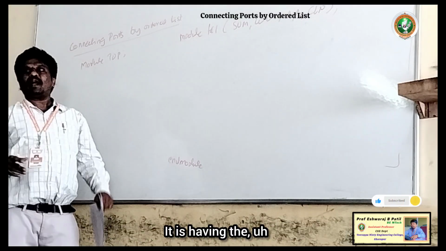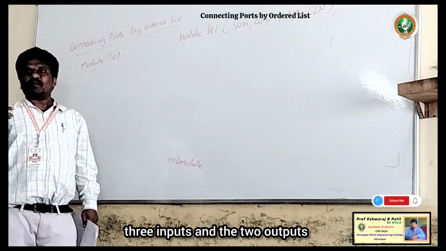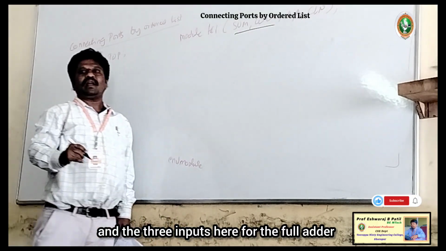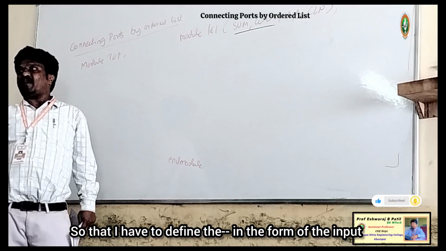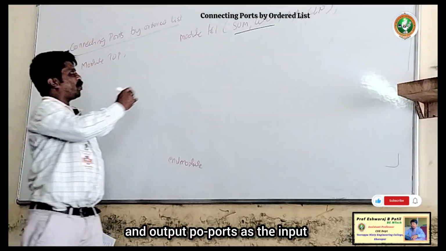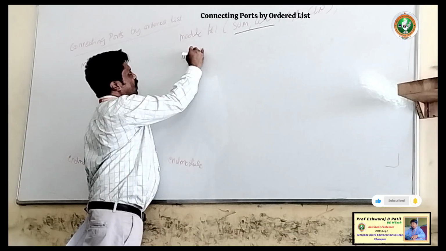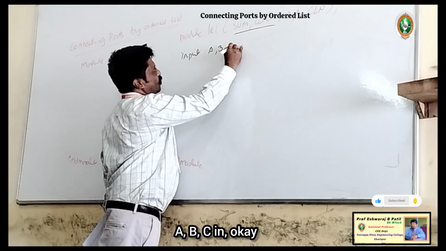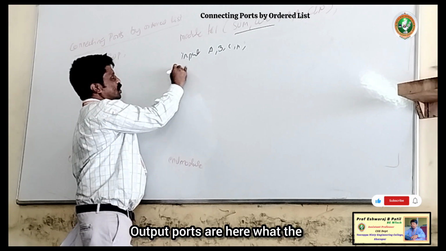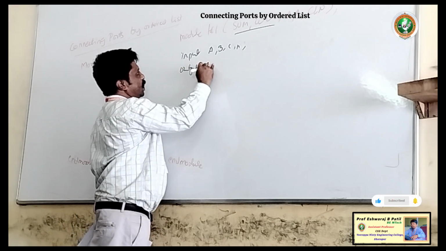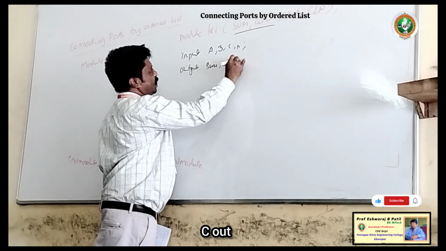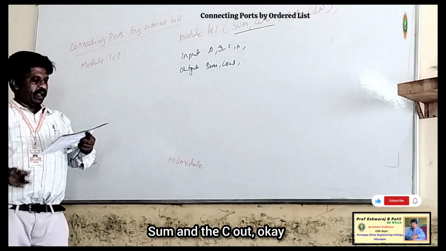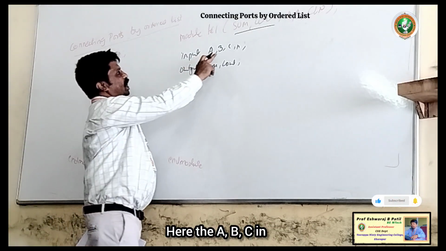It has 3 inputs and 2 outputs. I have to define them in the form of input and output ports. The input ports are A, B, C in. The output ports are sum and cout.